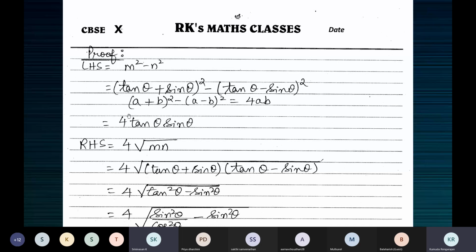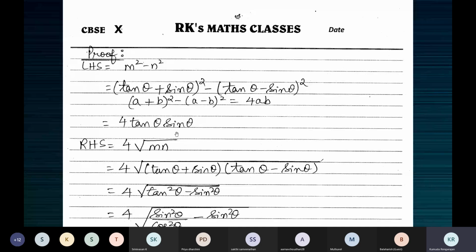Yes. Answer the first part, LHS. Okay. Now, sometimes what happens is the RHS is 4 root mn. You can continue with this. We'll see it in the other proofs. You can continue with this and prove that it is equal to 4 root mn.